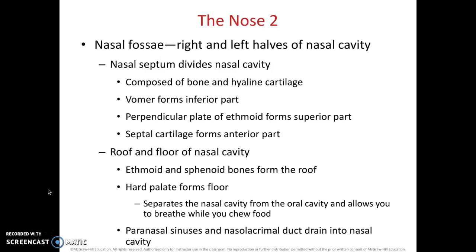The roof and floor of the nasal cavity are formed by ethmoid and sphenoid bones on the roof and the hard palate forming the floor. This separates the nasal cavity from the oral cavity, allowing you to breathe while you're chewing food. Sinuses occur within that area, and you have paranasal sinuses, which are next to the nose, and the nasolacrimal duct, which goes from the nose to the tear ducts, and they drain into that nasal cavity.